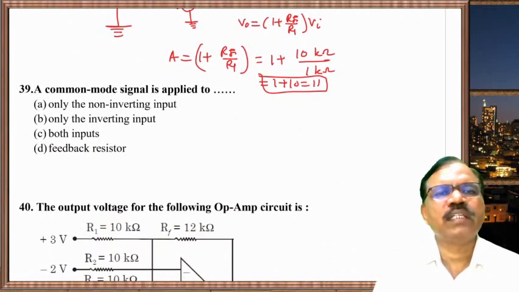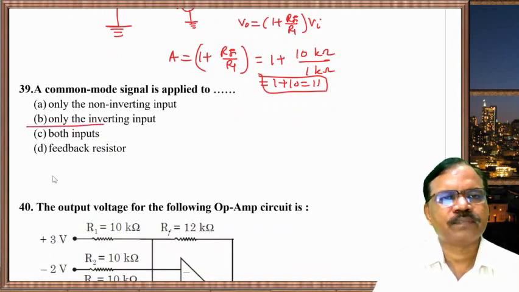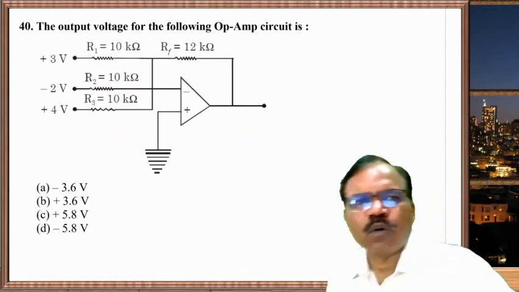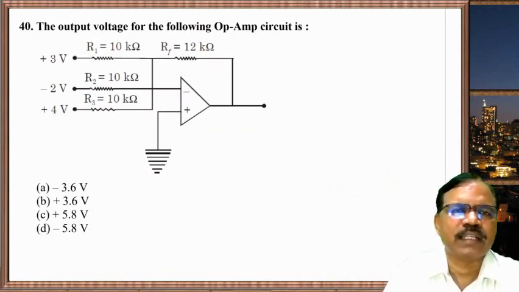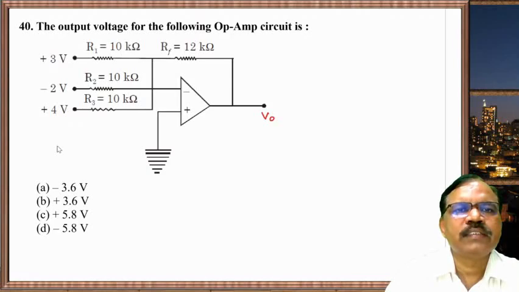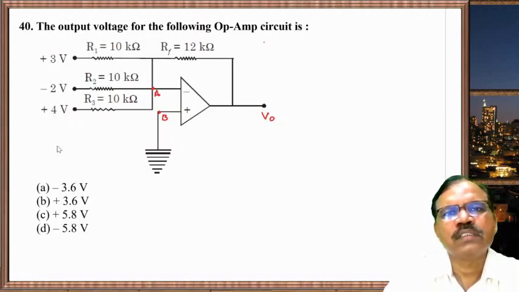A common mode signal is applied to both the inputs of operational amplifier. Both the inputs. Now next one, the output voltage for the following operational amplifier circuit is. Now see here, here we have V0. If we see this point as A point, this point as B point, so here actually RF is feedback resistance, R1, R2, R3, these are 3 input resistances. So this is simply adder circuit.